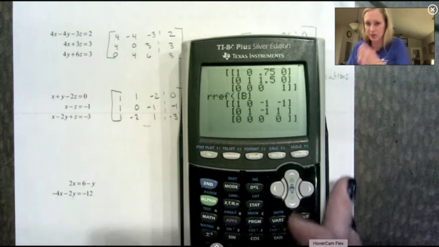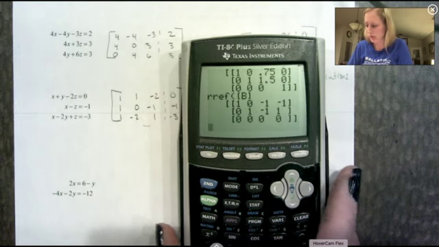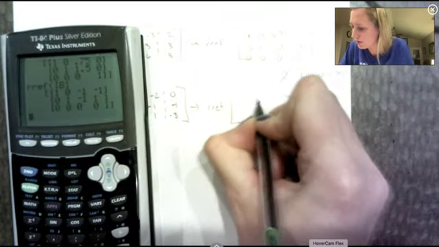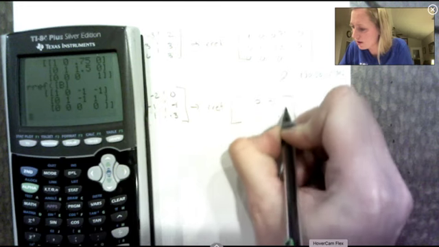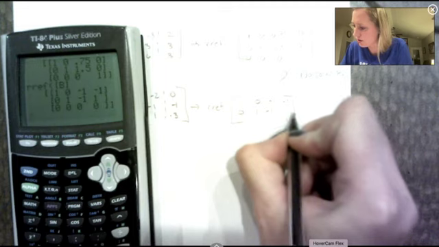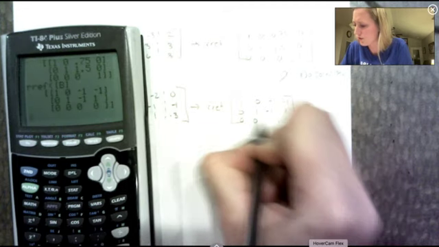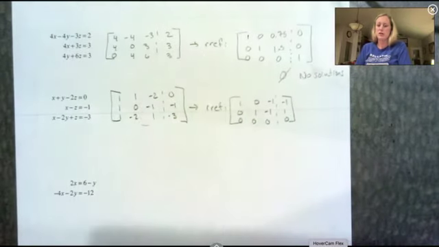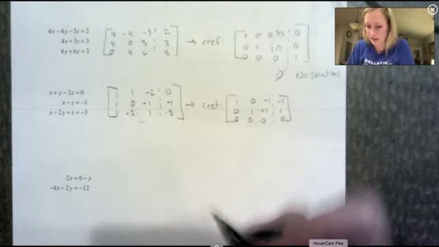All right, so here's our reduced row echelon form for this one. So we have 1, 0, -1, -1, 0, 1, -1, 1, and then all zeros on the bottom. So all zeros on the bottom, 0z equals 0, is infinitely many.